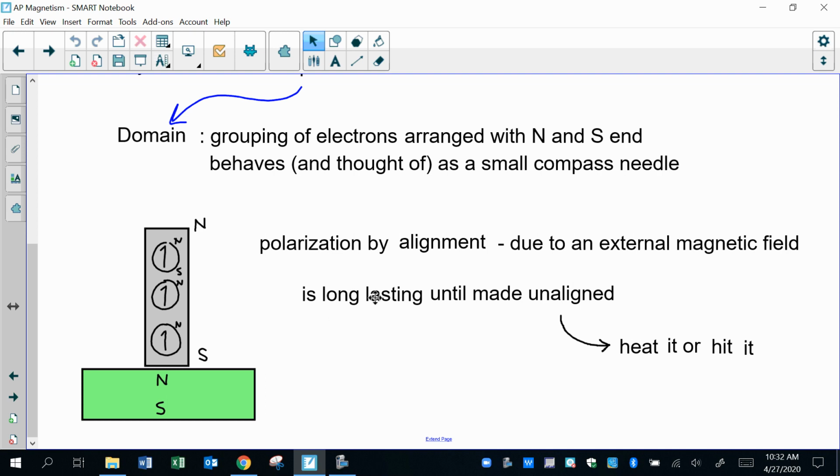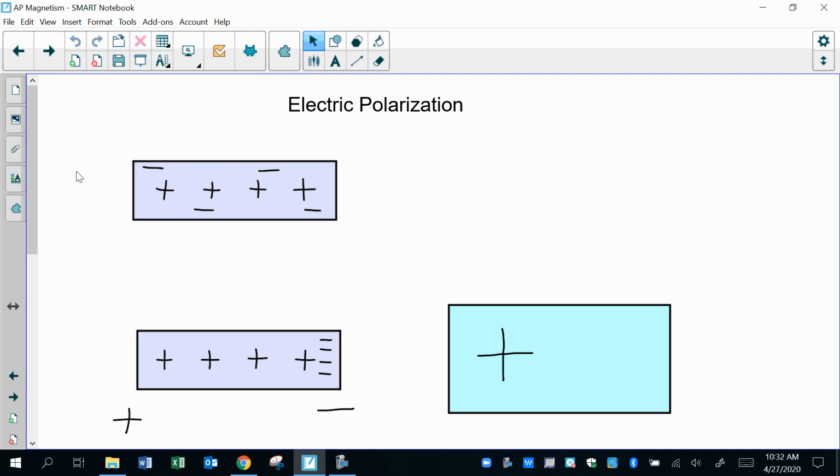And I'm going to say that it's long lasting. You have to hit it or heat it, jar it around, make these things get rattled out of place. That's how you're going to unalign things. So it's much longer lasting than electricity. With electricity, you take away the external field and all the charges go back to where they were. Not the case here. So you can take a nail, set it on a magnet, leave it there for a long time, take that nail off, and you'll be able to pick up paper clips, which is exactly what we would have been doing if we were in class.